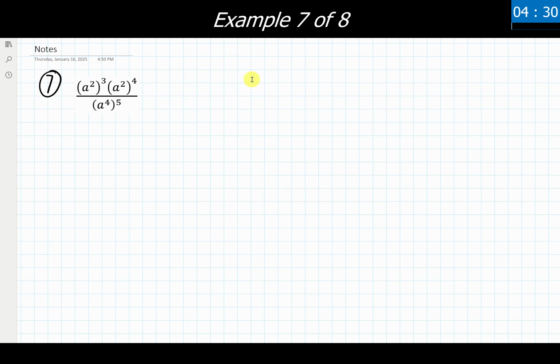Looking at example 7, we have a really gross looking thing here. We have the quantity a squared raised to the 3rd power, the quantity a squared raised to the 4th power, and then that is all being divided by the quantity a to the 4th power being raised to the 5th power. So it's kind of gross, it's kind of a mess, there's a lot of properties that are showing up here. My recommendation is you take this, once again, very slowly, very steadily, and be very decisive with what you're doing. I'm going to work with just simplifying the numerator first.